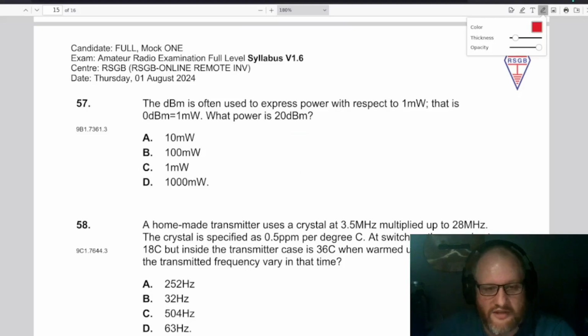So this one has nice easy numbers, and the shortcut I like to follow with decibels is for every 10 dB, we multiply by 10, and for every 3 dB, you multiply by 2. And we've got 20 dBm here, so that's 2 lots of 10 dB. So we take our 1 milliwatt and we multiply it by 10, and then we multiply it by 10 again. So 1 times 10 times 10 will give us 100 milliwatts.